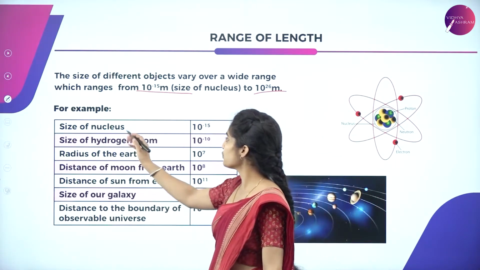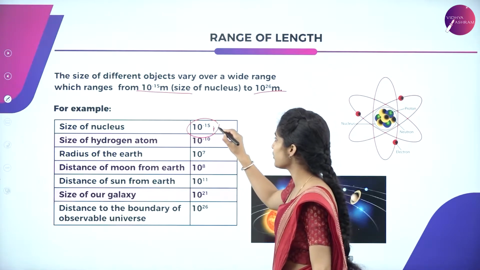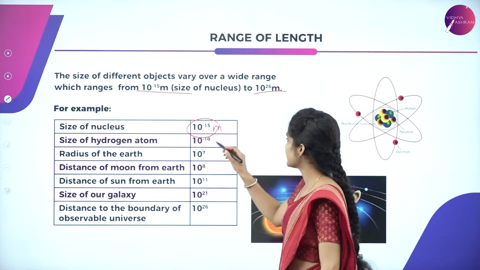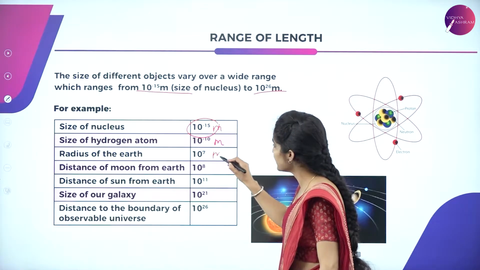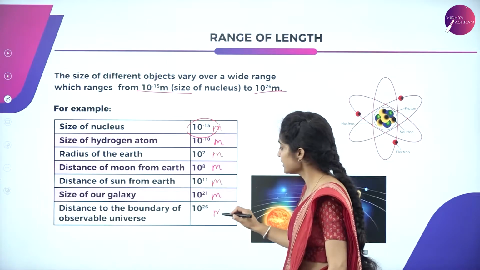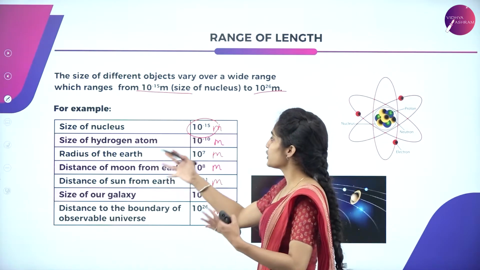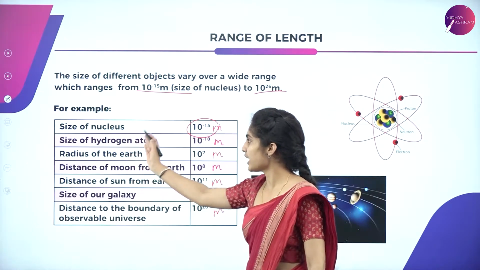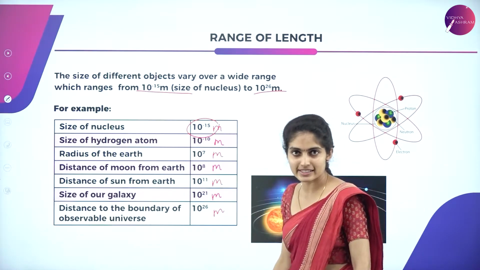So the size of the nucleus, as you all know, is 10 raised to minus 15. The unit is a must, that is meter. Everywhere the unit is a must. Okay, so this is meters. The size of the nucleus is 10 raised to minus 15 meters. The size of the hydrogen atom is 10 raised to minus 10 meters.